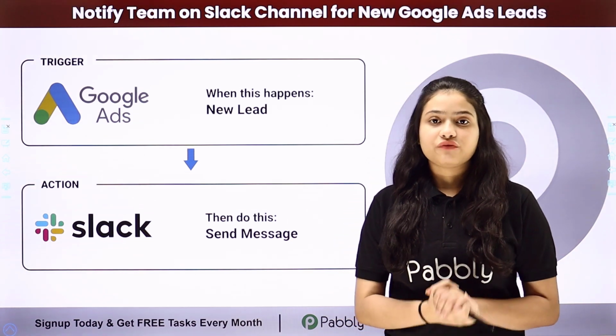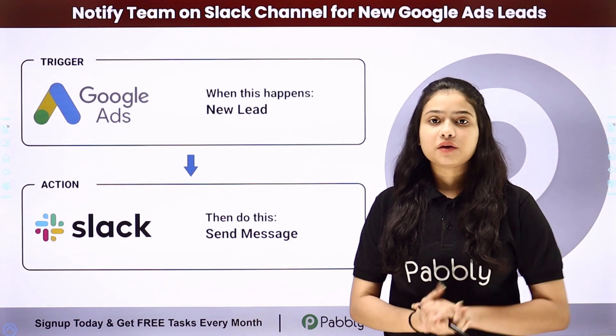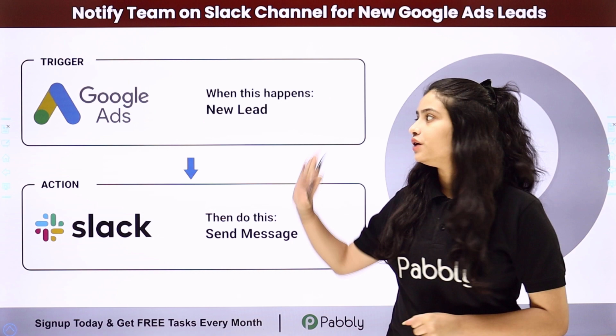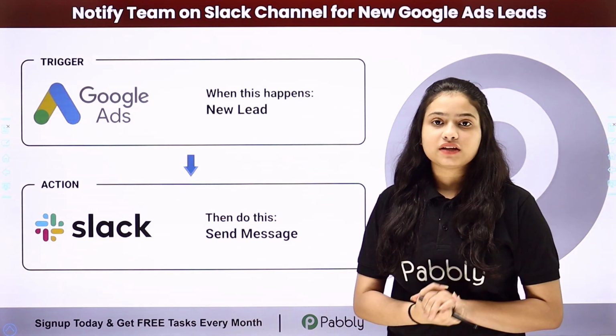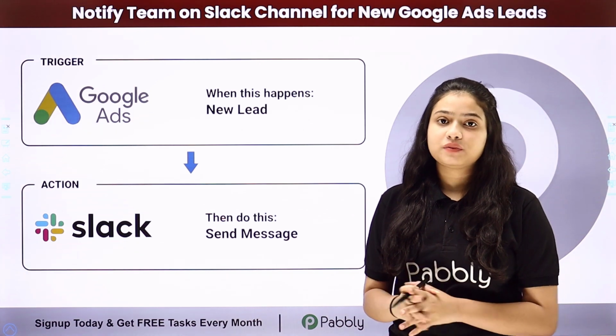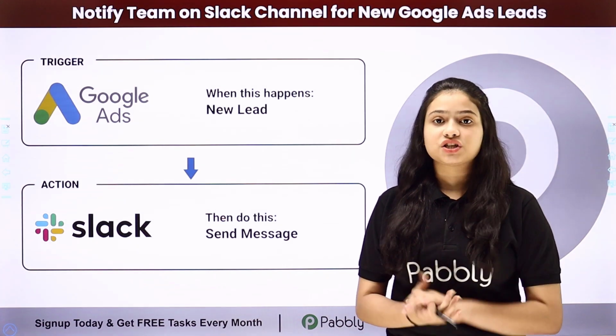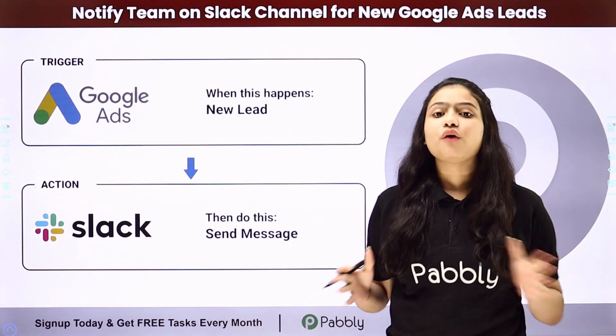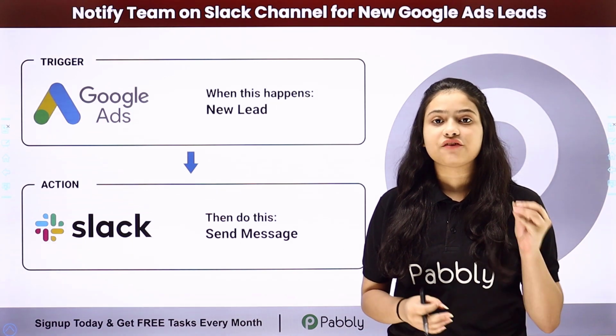Suppose I am having an event management company and to promote my business I have created a lead gen form by using Google Ads. And now I want that whenever a new lead will be generated through it, automatically a notification should be sent to my team members on Slack channel informing about the same. So how we are going to automate this entire process effortlessly?